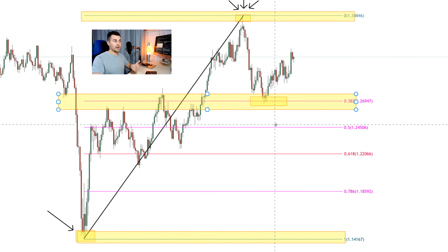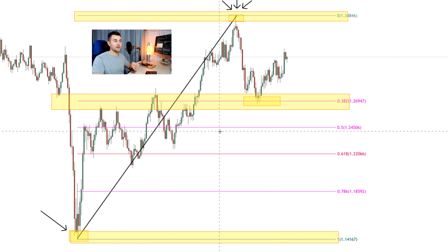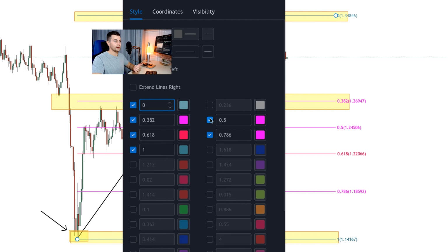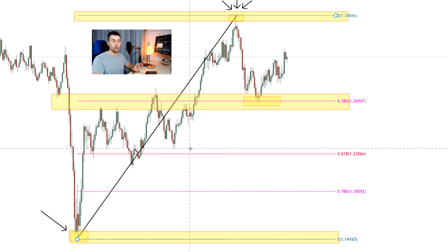Then look, we have here the 50%, and you can see that we didn't have any major price fluctuations from that level. We just don't see anything. So what we do right here, we take our 50% level and take it away. We don't need that. It is not relevant for our analysis.